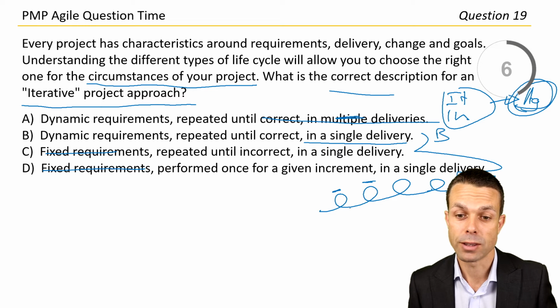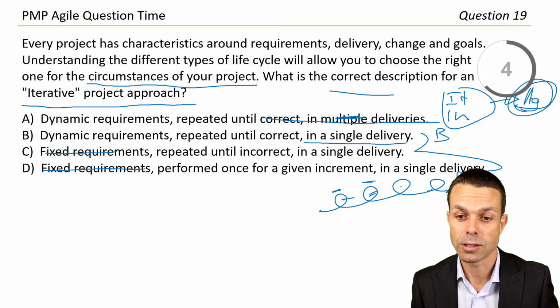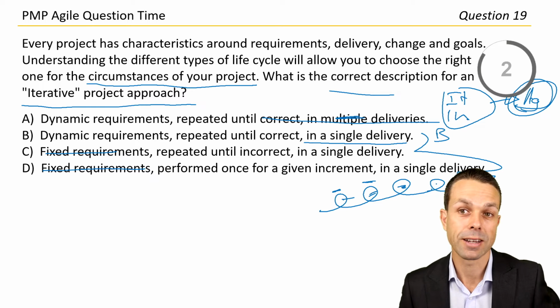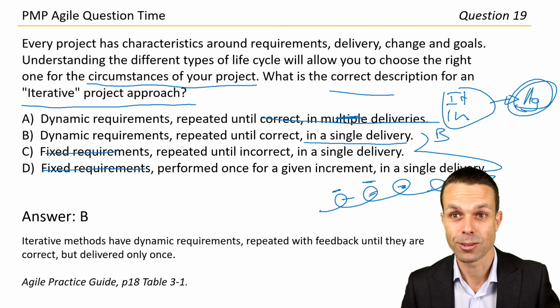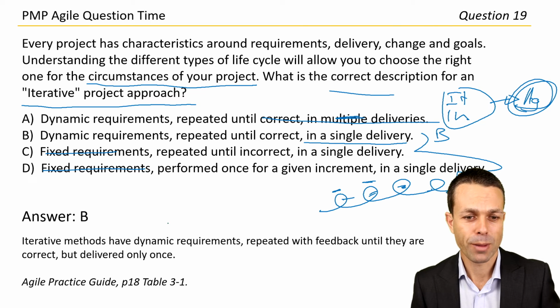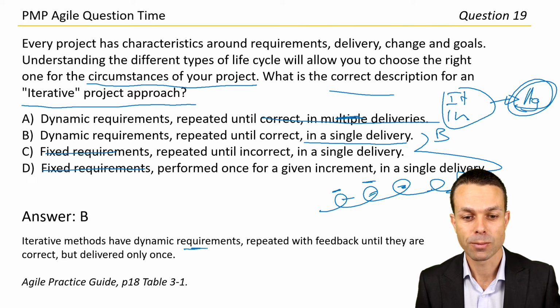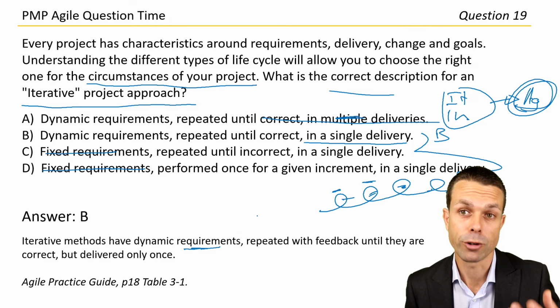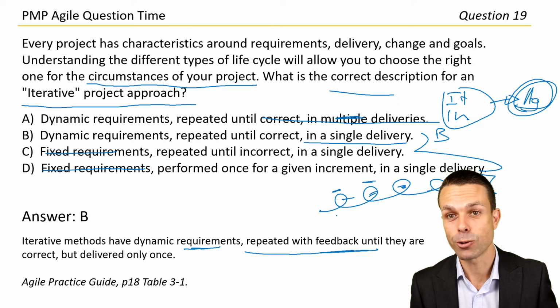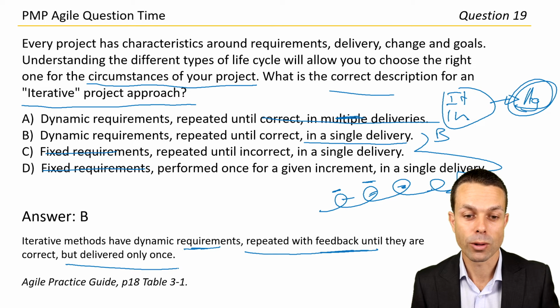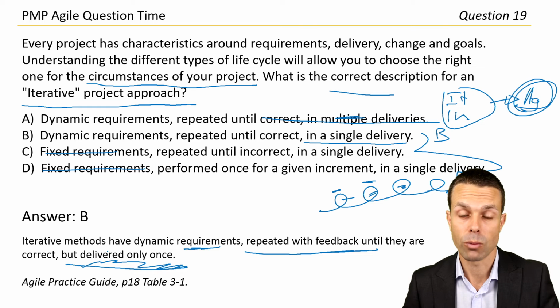Dynamic requirements, they're repeated until they're correct, so continually improving, but they're done in a single delivery. So let's check it out. Answer B. Okay, thank goodness. That one was a bit tricky. Iterative methods have dynamic requirements, so they're ever changing, but they're ever improving, and they're repeated with that feedback until they are correct, but they're delivered only once. So once for that increment, but once overall.